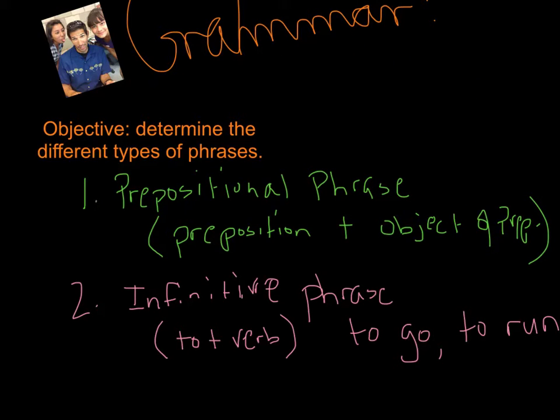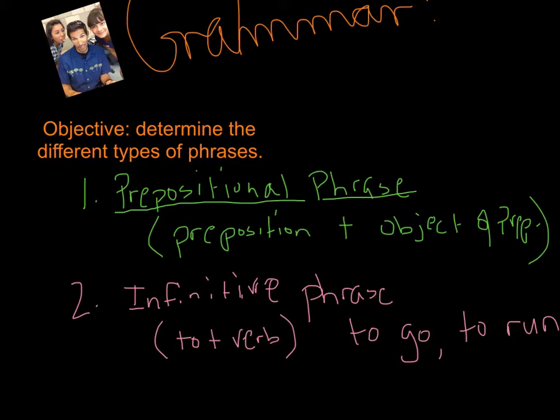Alright, so today our objective is simple. We want to determine the different types of phrases. Now, the first one we've already talked about before are prepositional phrases. And again, they must start with a preposition and end with an object of the preposition. All the stuff in between, the articles and the modifiers, adjectives, adverbs, are part of it. So you've got to have a preposition followed by the object somewhere.